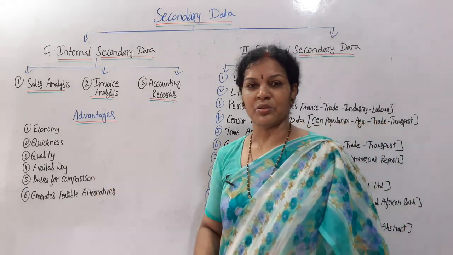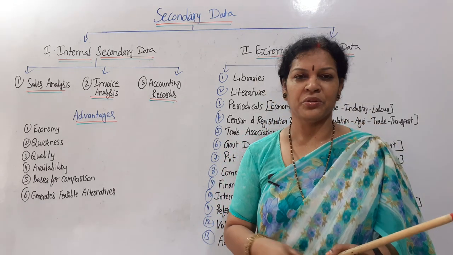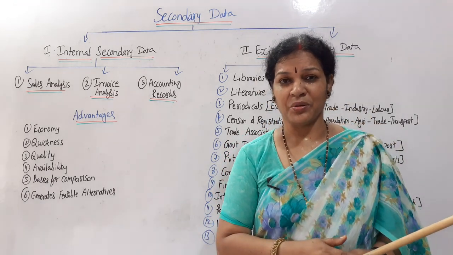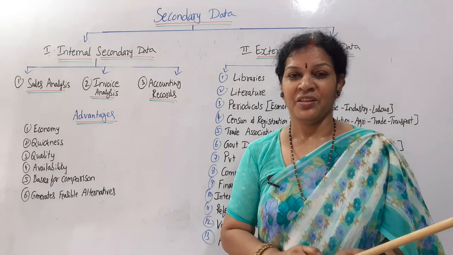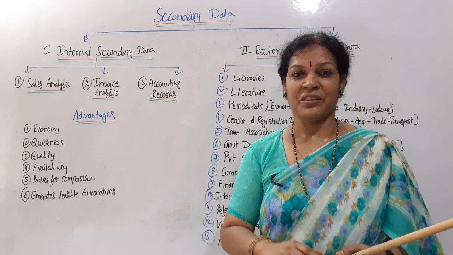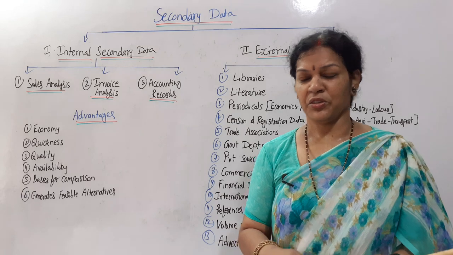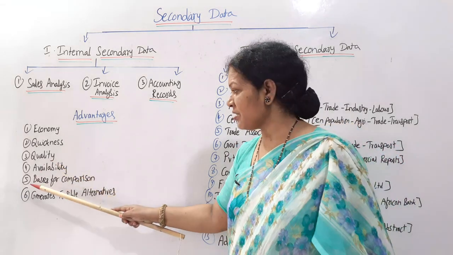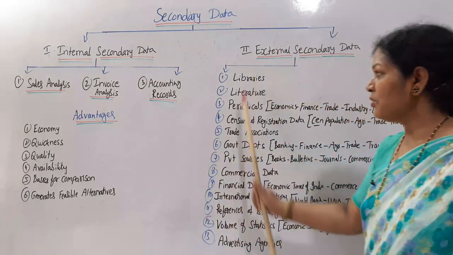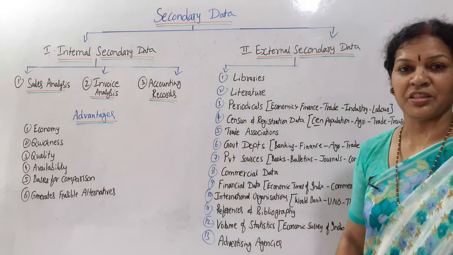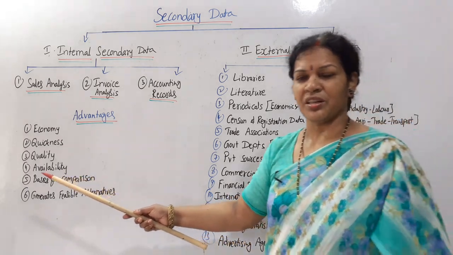In the same way, quality also, but you have to check the quality. If it is good, then you can use it. If the quality is not good, then that will harm our research and spoil its quality. That is why you have to check the quality. Anyway, most of the time you will find quality information only, so that assurance is there. And availability is quite easy. As I told you, there are so many ways to search for secondary data, so you are not struggling much.